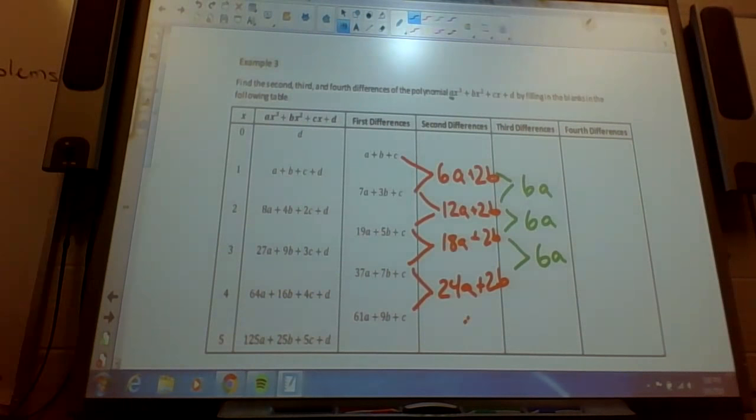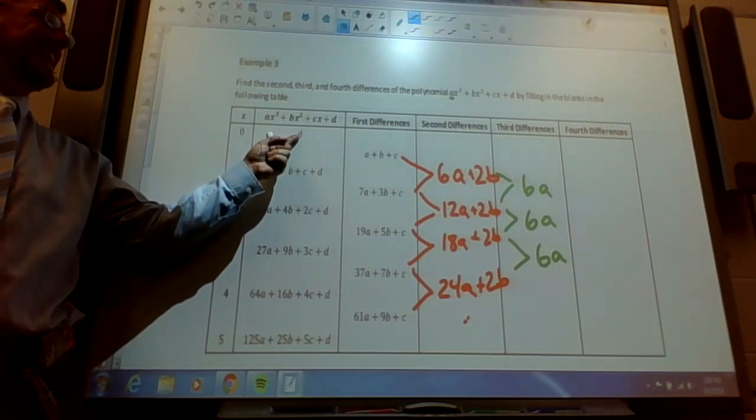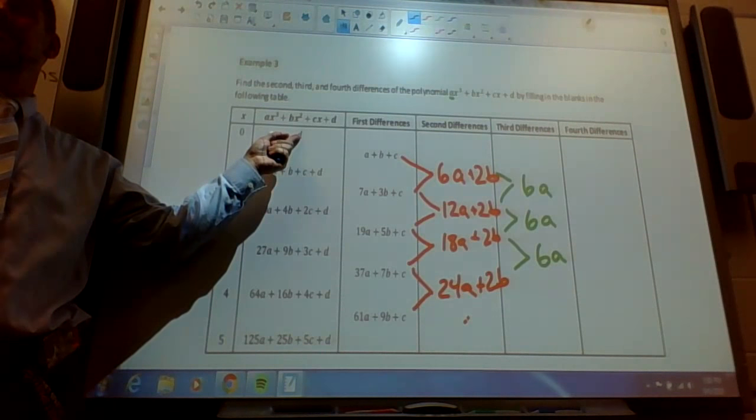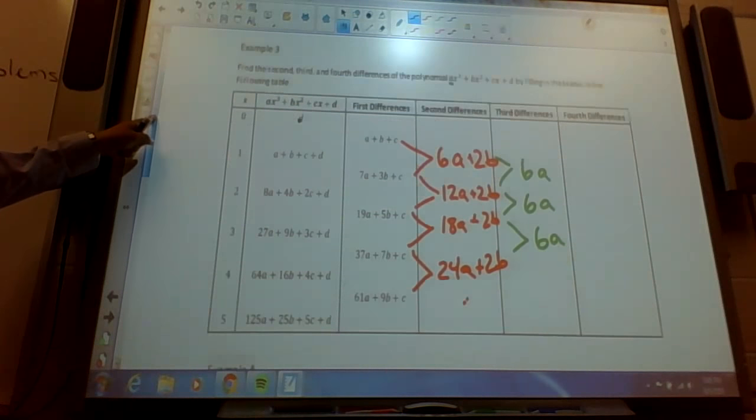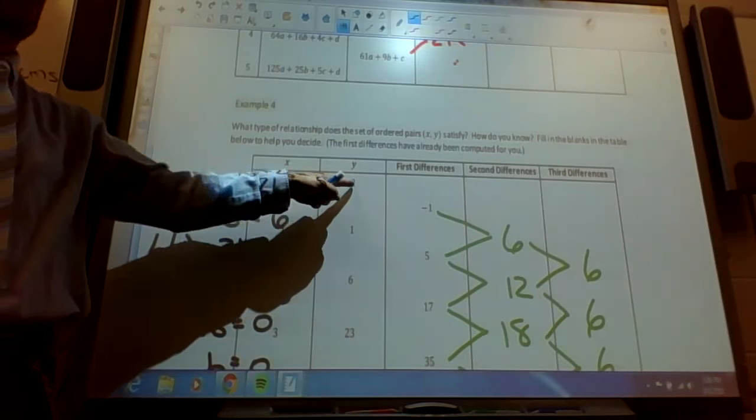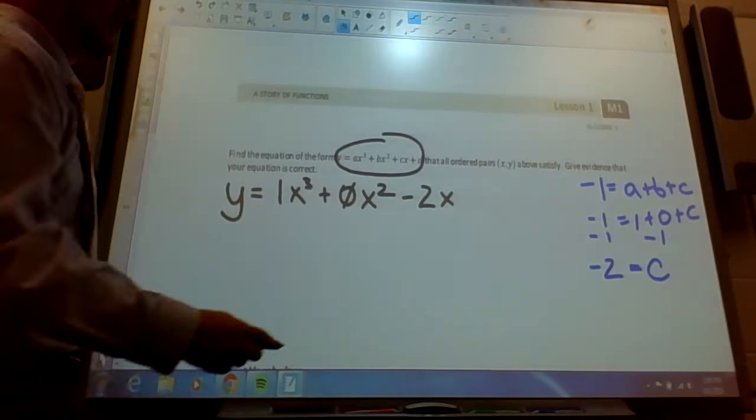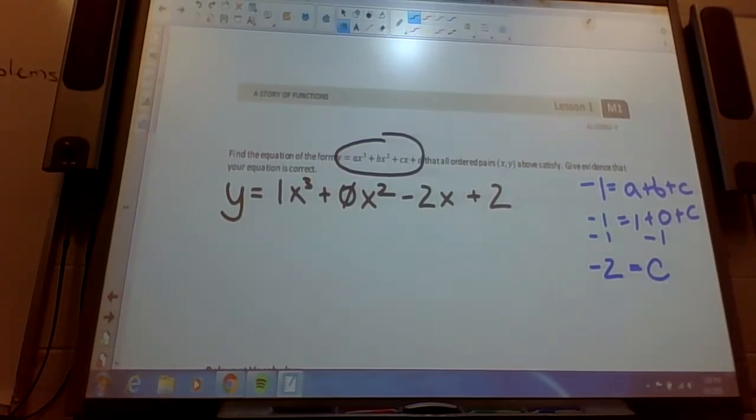Now I got to find out what D is, right? Now remember, when x is 0, the whole function is D. So let's go down here. When x is 0, my whole function's 2. So what is D? 2. Plus 2. Okay? So I have just found the cubic polynomial that whole thing represents.